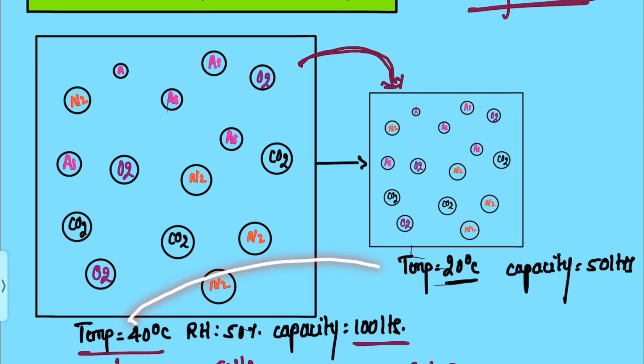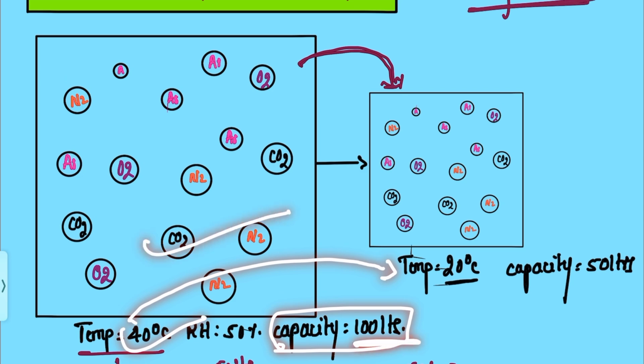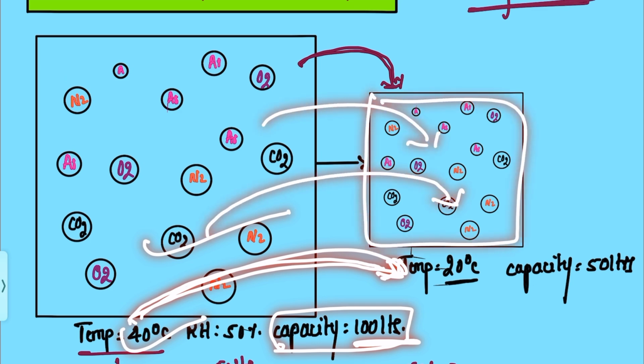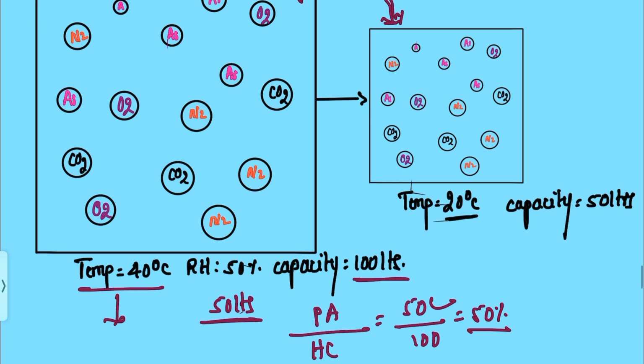Now, because of the temperature drop, the holding capacity, which at the earlier temperature was 100 liters, also drops from 40 to 20 degrees, because the area has shrunk. So let's say the capacity now is just 50 liters. And here we saw that relative humidity was 50%, meaning there was 50 liters of water. What is the new capacity of this volume of air? 50 liters. So the capacity has shrunk to 50 liters and the amount of moisture present is also 50 liters. So the relative humidity is 100%.